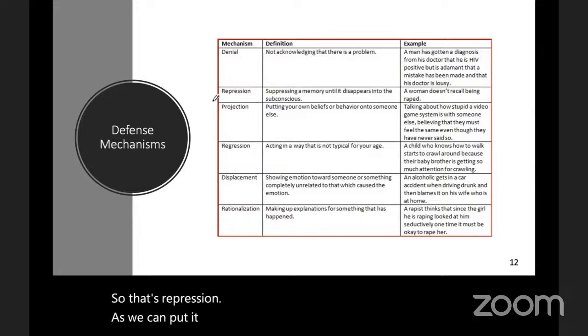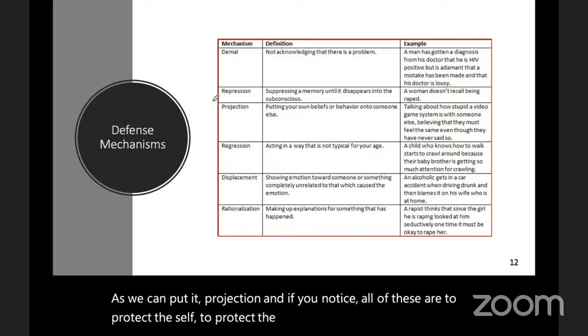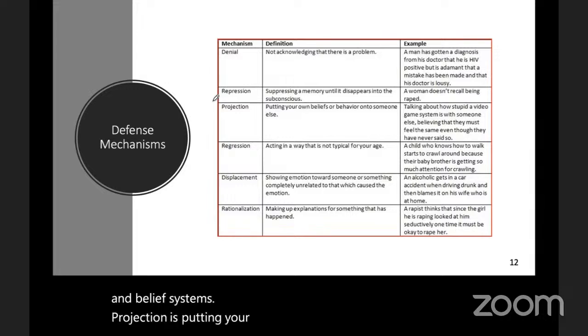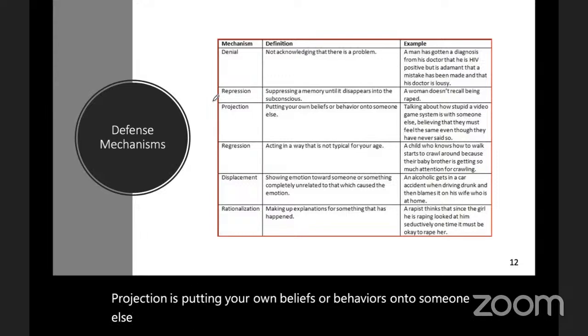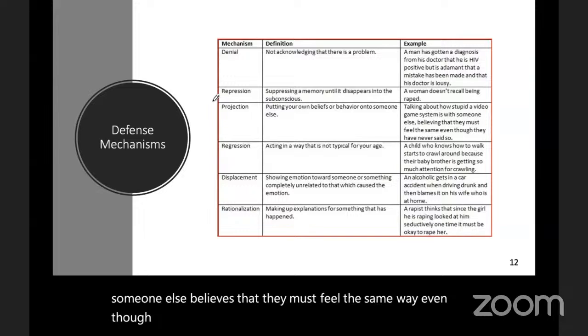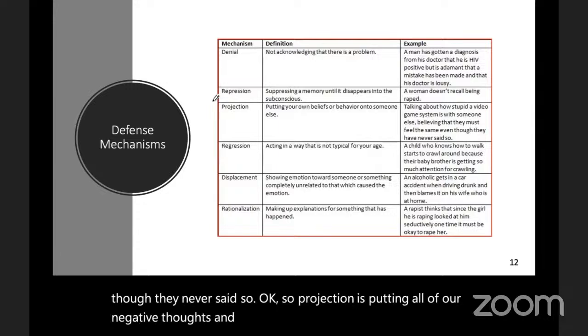Projection, and if you notice, all of these are to protect the self, to protect the individual's personality, attitudes, and belief systems. Projection is putting your own beliefs or behaviors onto someone else. So, talking about how stupid a video game system is and believing someone else must feel the same way, even though they never said so. So projection is putting all of our negative thoughts and emotions onto someone else.